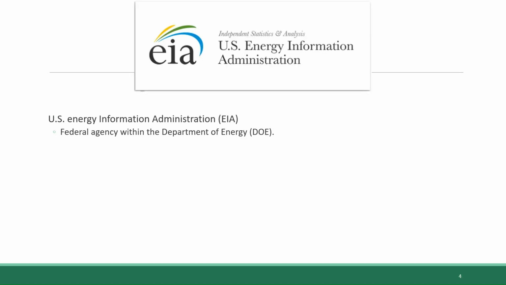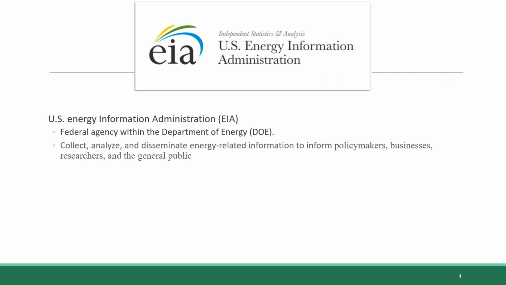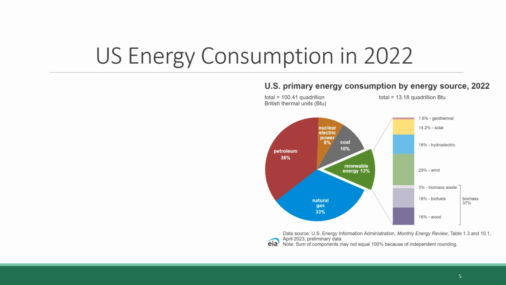The U.S. Energy Information Administration, EIA, is a federal agency within the United States Department of Energy, or DOE. Its primary mission is to collect, analyze, and disseminate energy related information to inform policymakers, businesses, researchers, and the general public. It provides analysis on various aspects of energy production, consumption, and markets in the United States. And in this chapter, we will be using a lot of data provided by the EIA, such as in the US as of 2022, only 13% of energy comes from renewables.